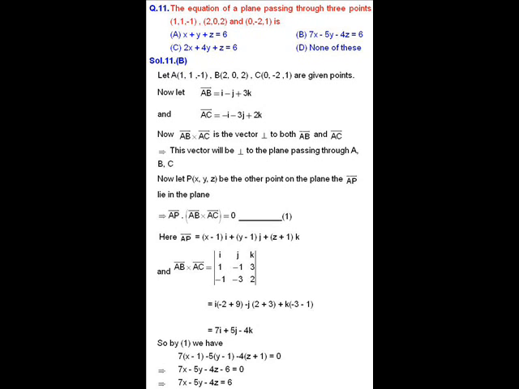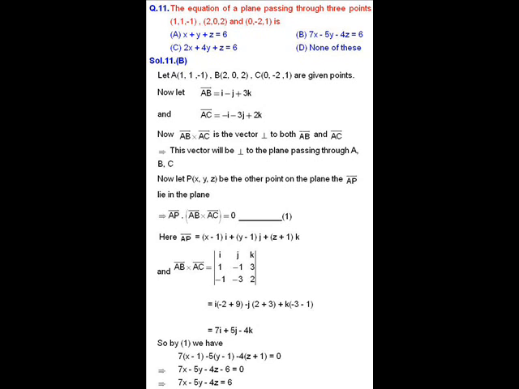Now let P be any point on the plane, that is on the required plane. Then AP vector also lies on the plane. Now we have AP vector which lies on the plane, and AB cross AC, that is another vector which is perpendicular to the plane passing through ABC. So the thing is, the dot product of AP and AB cross AC is equal to 0, and that is going to be our required equation, that is the equation of the required plane.